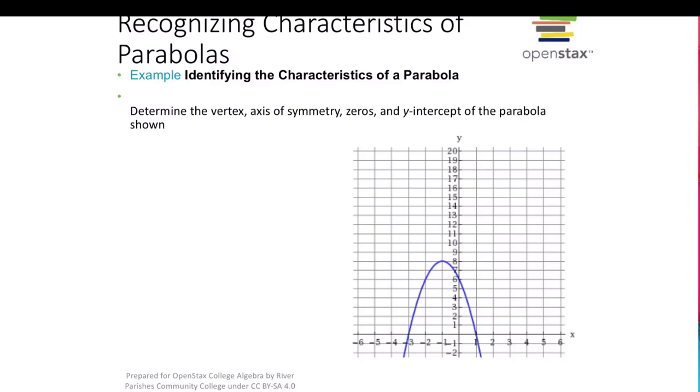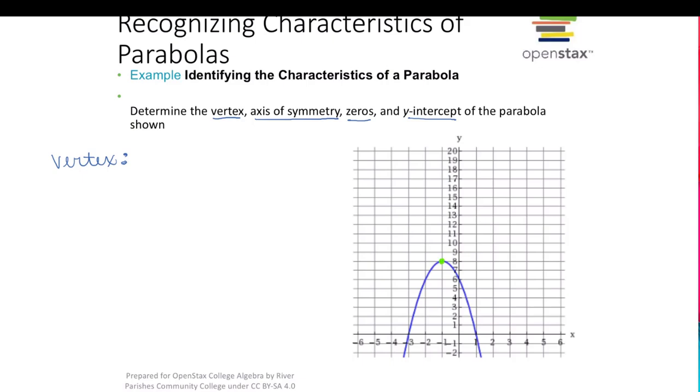So using those characteristics, let's determine the vertex, the axis of symmetry, the zeros, and the y-intercept. So let's start with the vertex. So the vertex is where the graph changes direction.